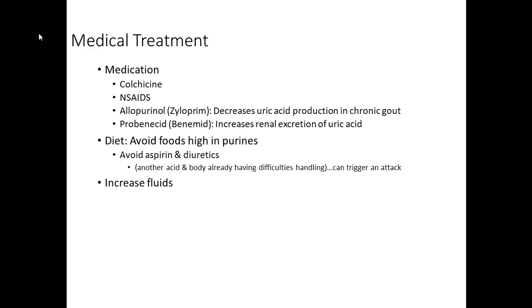Treatment is different meds. Colchicine is more used for an acute exacerbation of gout. NSAIDs are going to be given to help with the inflammation. And allopurinol is given for people who have frequent exacerbations of their gout. So basically, it just decreases the uric acid production so that they're not having so many flare-ups. And this is allopurinol. The Benemid, or the probenecid, will help those kidneys get rid of the uric acid.